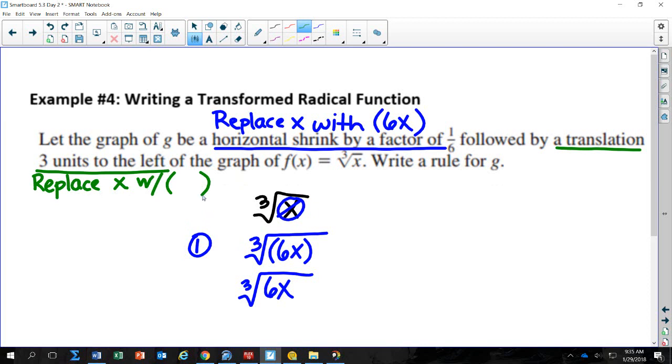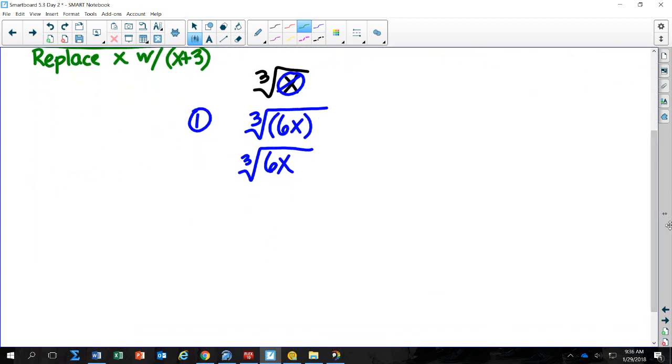How do I express left 3 using a function? How do you know when you look at a function that it's left 3? What do you see inside those parentheses? X, is it plus or minus? Plus, right? 3 to the left is going to look like x plus 3 in an equation, right? If you see an equation, that's how you know to do left 3. So this is where it gets a little bit tricky. See where I have this x? What am I replacing x with?